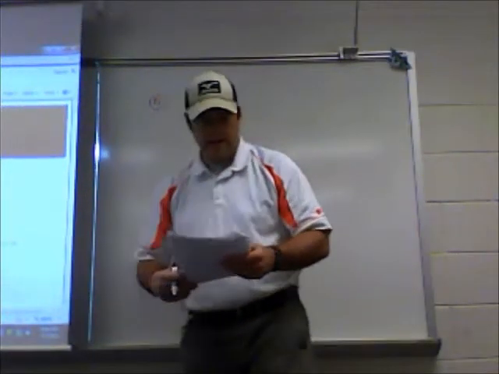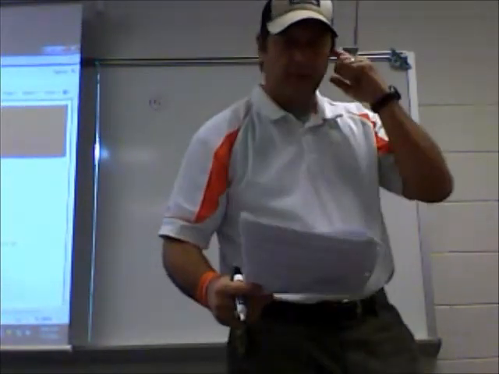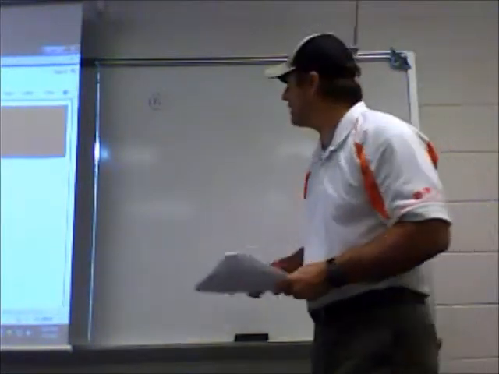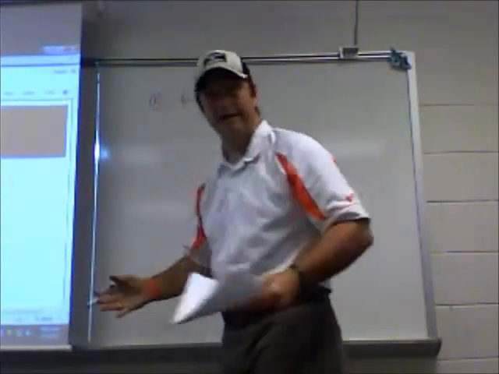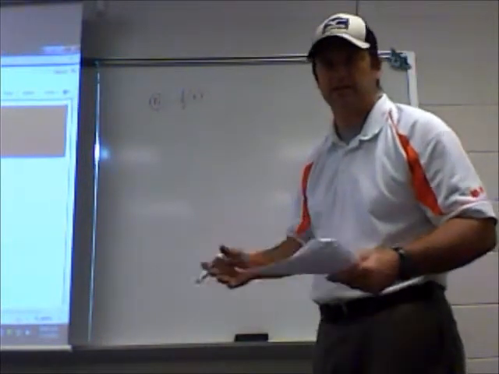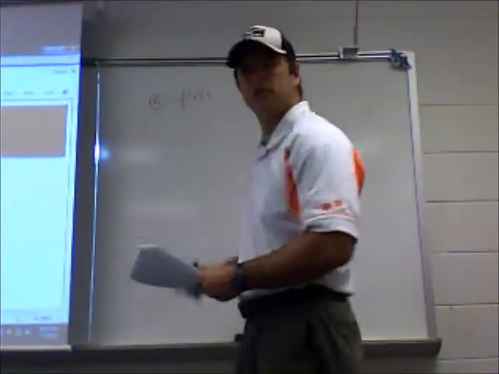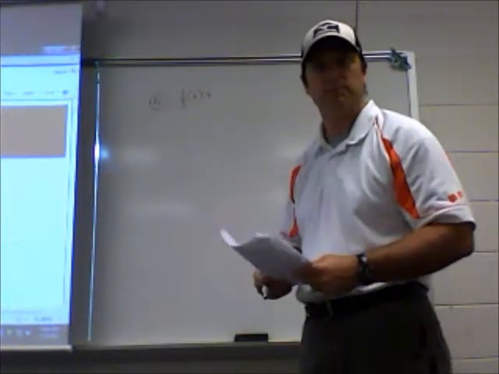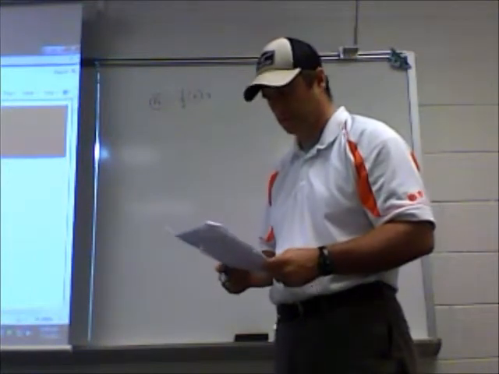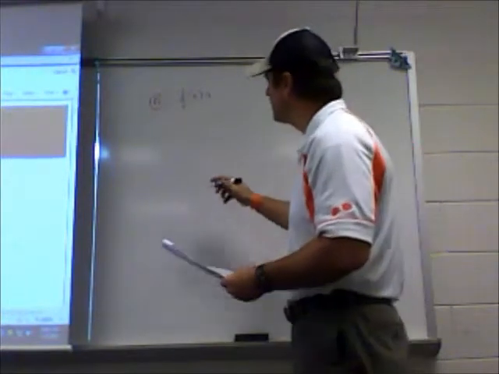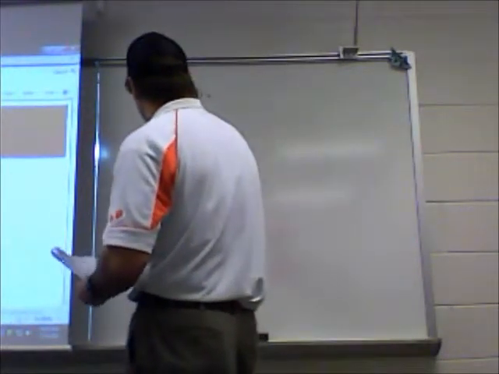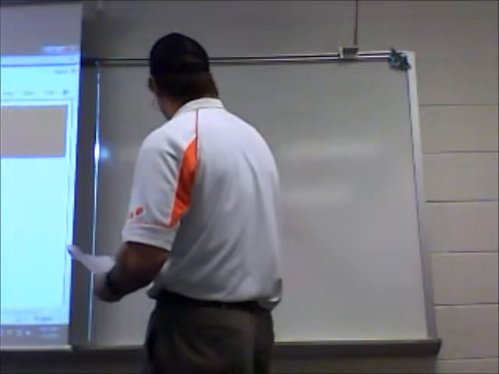In number 15, I have to write a function rule that matches the input-output table, so when you get finished, you're going to have an answer that says f of x or y equals. Remember, if it's f of x, it's just called function notation. If it's y equals, it's just a linear equation, but it's the same thing, just moving the numbers around. So the first thing you have to do is find a way to write an equation in y equals mx plus b form.